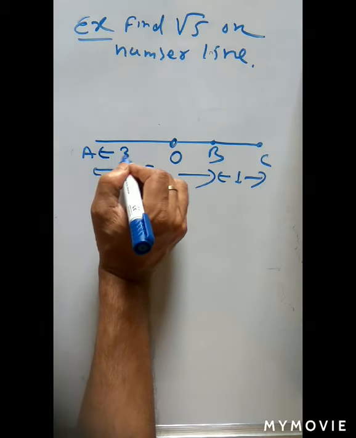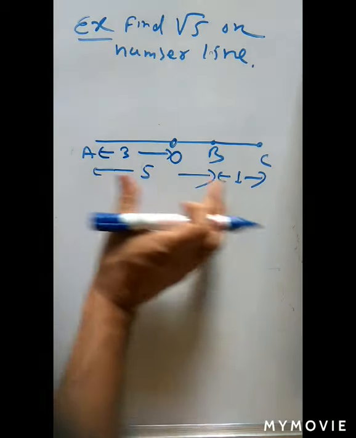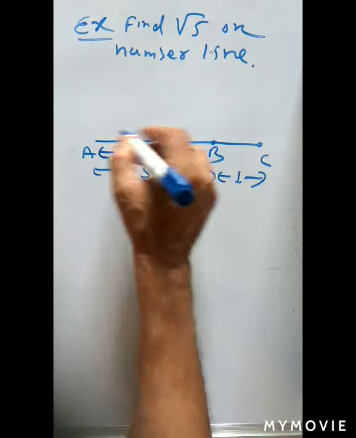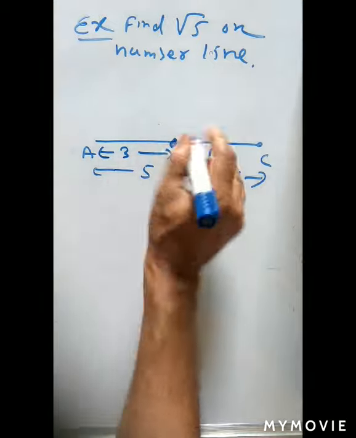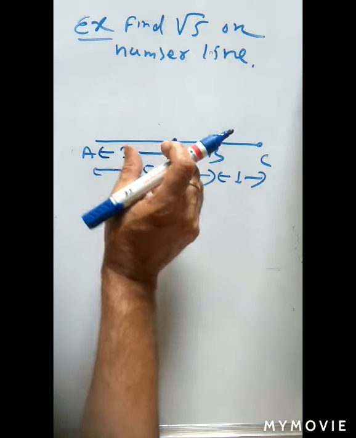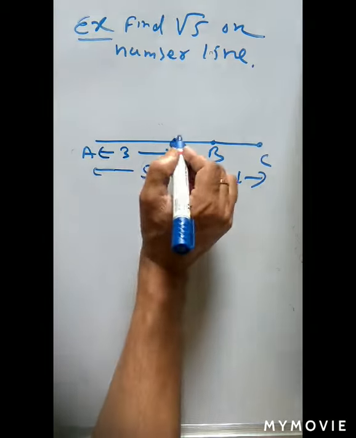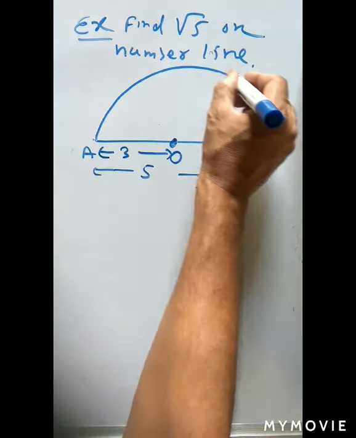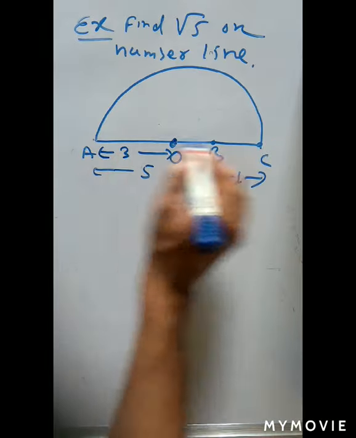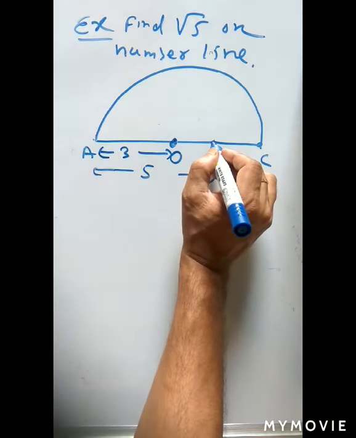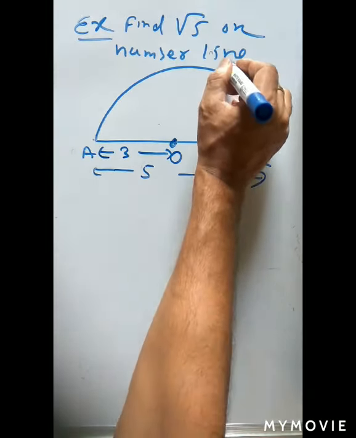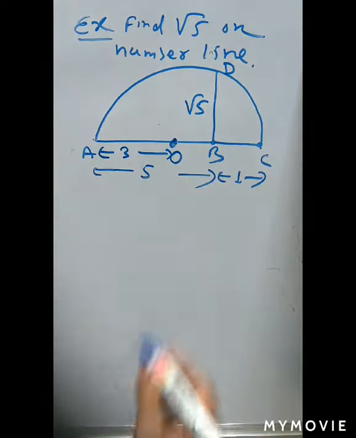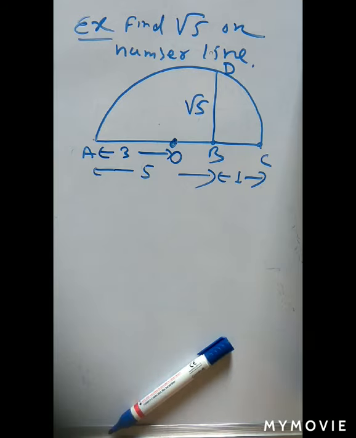So here what is the value of AO? It is 3, since 5 plus 1 is 6, by 2 is 3. O is the middle point. With O as the center and OA, that is 3 units, as the radius, draw a semicircle. It will meet at A as well as C. Now from B you draw a vertical line, let us say D. So this BD will represent square root of 5. We have already proved it.